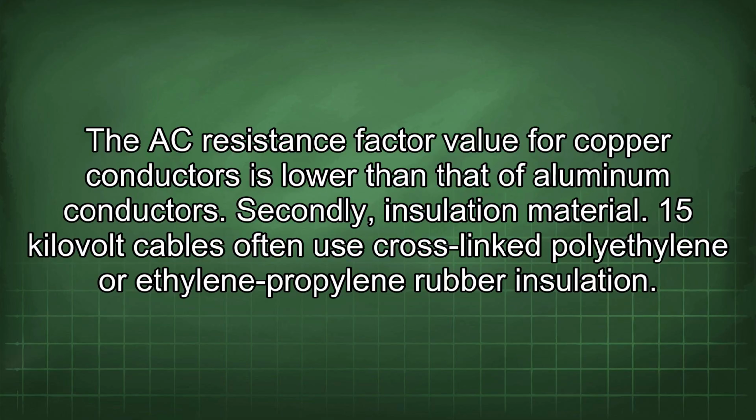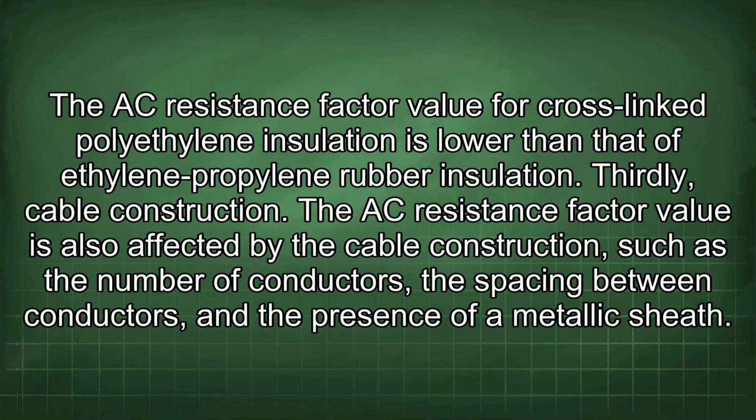Secondly, insulation material. 15 kilovolt cables often use cross-linked polyethylene or ethylene propylene rubber insulation. The AC resistance factor value for cross-linked polyethylene insulation is lower than that of ethylene propylene rubber insulation. Thirdly, cable construction. The AC resistance factor value is also affected by the cable construction, such as the number of conductors, the spacing between conductors, and the presence of a metallic sheath.